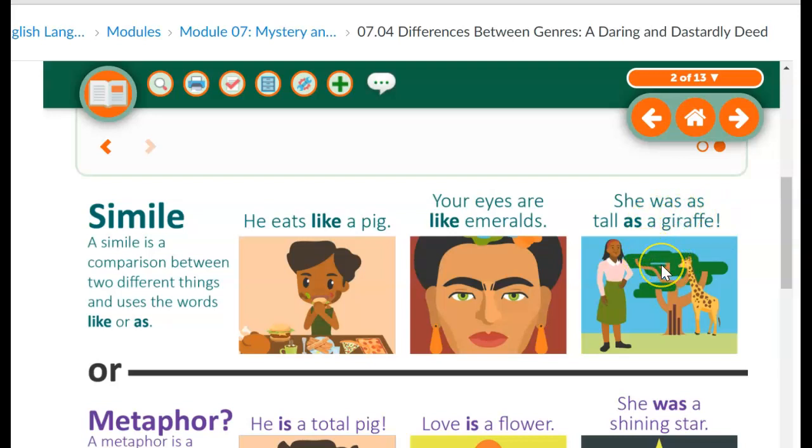That's pretty tall. She must be gigantically tall. Or what is this simile telling us? What does it mean when she's as tall as a giraffe? What are they trying to tell us? Salvador? She's pretty tall. Does that mean she's as tall as a giraffe?